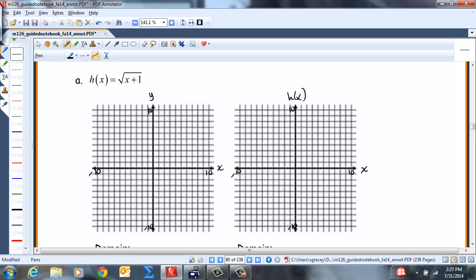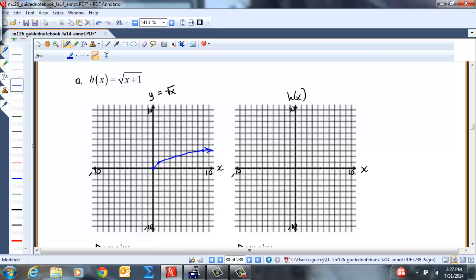So the first one is going to be the graph of the library function. So y is root x. And then we'll do h of x. So y equals root x. Remember, you have ordered pairs at 0, 0, 1, 1, 4, 2, and 9, 3. So that's our graph of our library function.